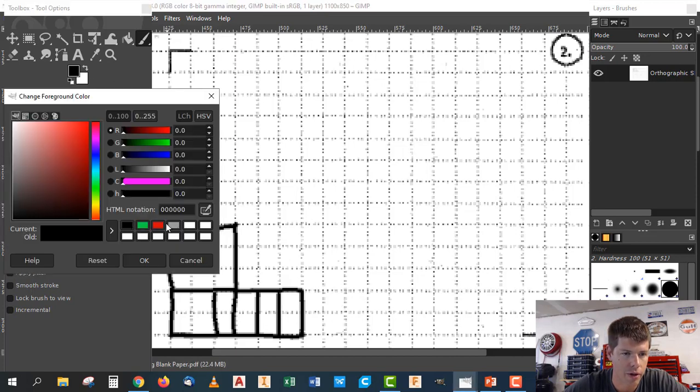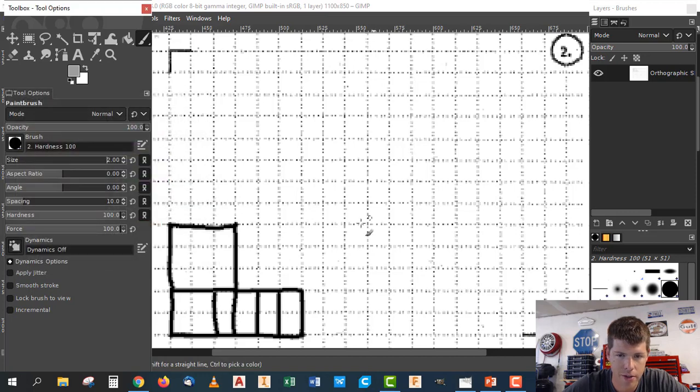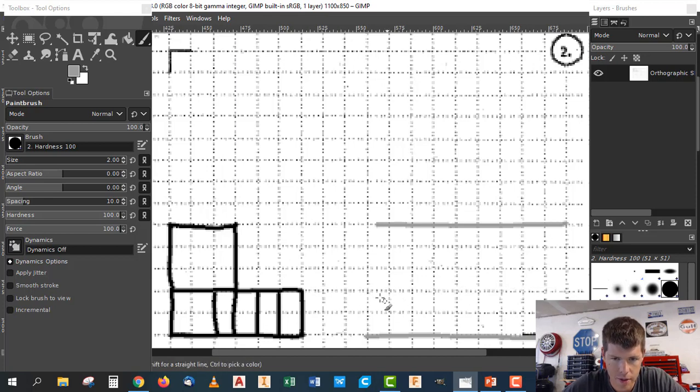So let's switch to our lighter color now. We're going to project some lines across. So I know here becomes the top. Here is the bottom. And then this is the top of the base section. Right there. Okay, so I'm going to switch back.